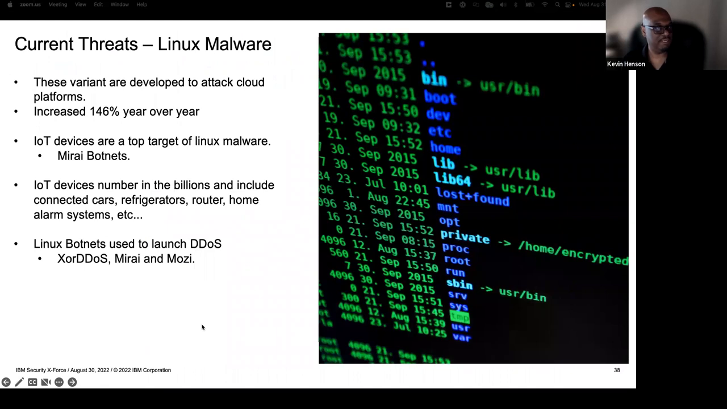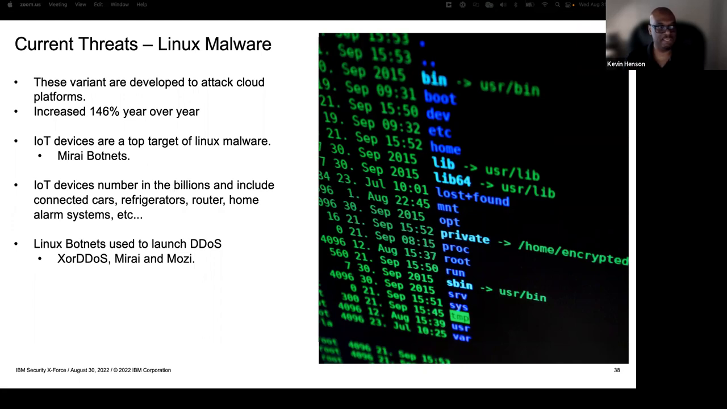Another current threat is Linux malware. Linux malware is on the rise because IoT devices are normally a target of Linux malware, and because a lot of companies are moving to the cloud, and the cloud services are Linux-based. With IoT, there are billions of devices used everywhere, and so that's a huge attack surface. These IoT devices are things like refrigerators, routers, and home alarm systems, and all of these have the Linux operating system on them. And so the developers create this malware and launch attacks against the IoT devices.